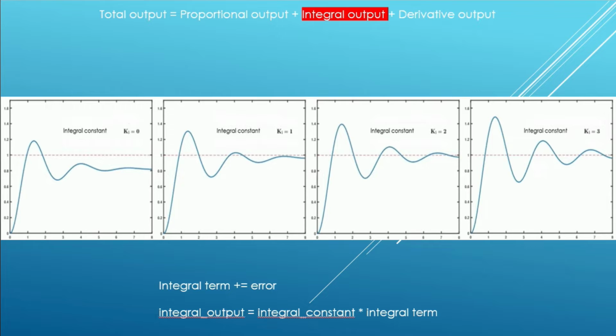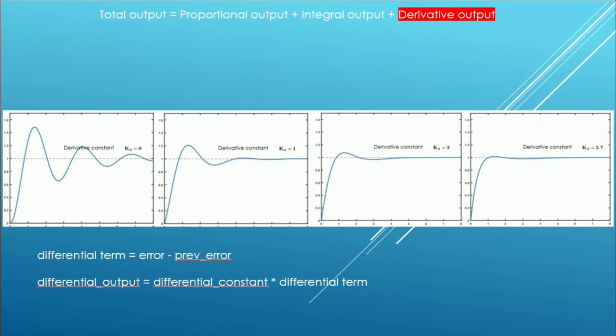Okay, so now we're going to use derivative control to eliminate the oscillations in the integral control curve. The derivative output is defined as the derivative constant multiplied by the derivative term. The derivative term is the rate of change of the error and is calculated as the difference between the current error and a previous error. The purpose of the derivative term is to provide a control action that's proportional to the rate of change of the error.